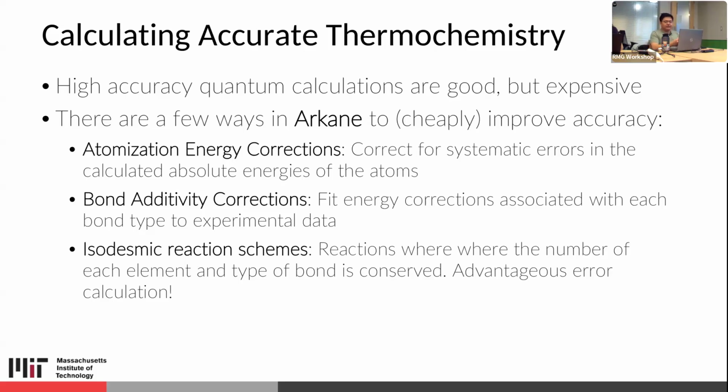The second is bond additivity corrections, and these include corrections that are fit to certain bond types based on experimental data. And the third is not super commonly used, but it's isodesmic reaction schemes. Those are reactions where the number of each element and type of bond is conserved. And so there's a way to set Arkane up to take advantage of that and the advantageous error cancellation from that. But in general, we recommend using some forms of these AECs and BACs, bond atomization energy corrections and bond additivity corrections wherever possible.